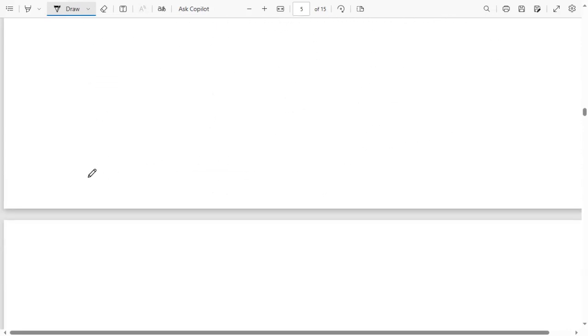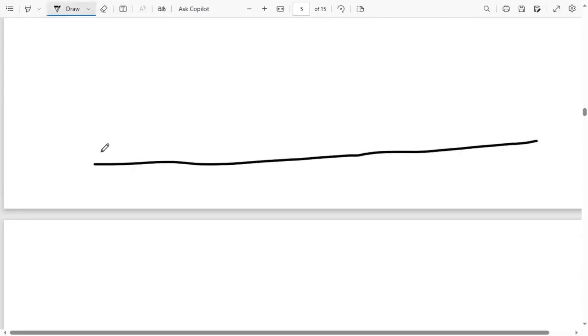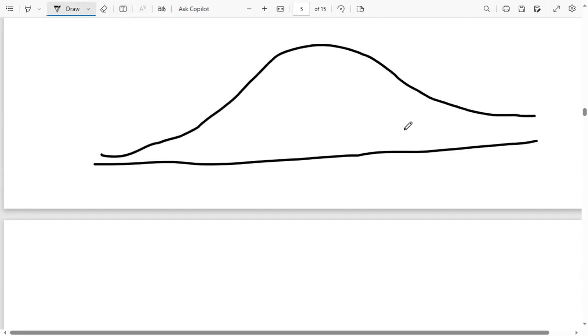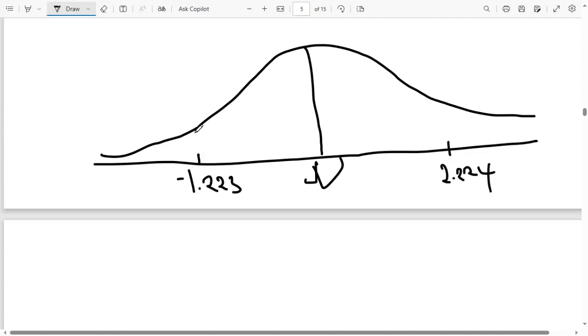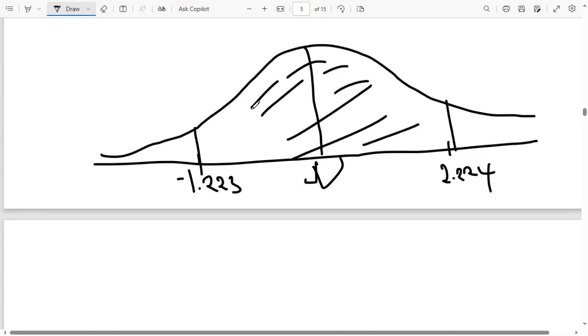And then how do we sketch it? Okay, we sketch it like this. So there we had two values. We had the negative value and the positive value. So we are going to sketch it like this. Okay, so this will be the normal distribution like that. Then you have your mean in the middle here. Okay, so you put your negative number somewhere here. So I'm going to put my minus 1.223, and then my positive number will be on the other side, which is 2.224. Okay, so it means the probability that we want is all this probability that is in between here.